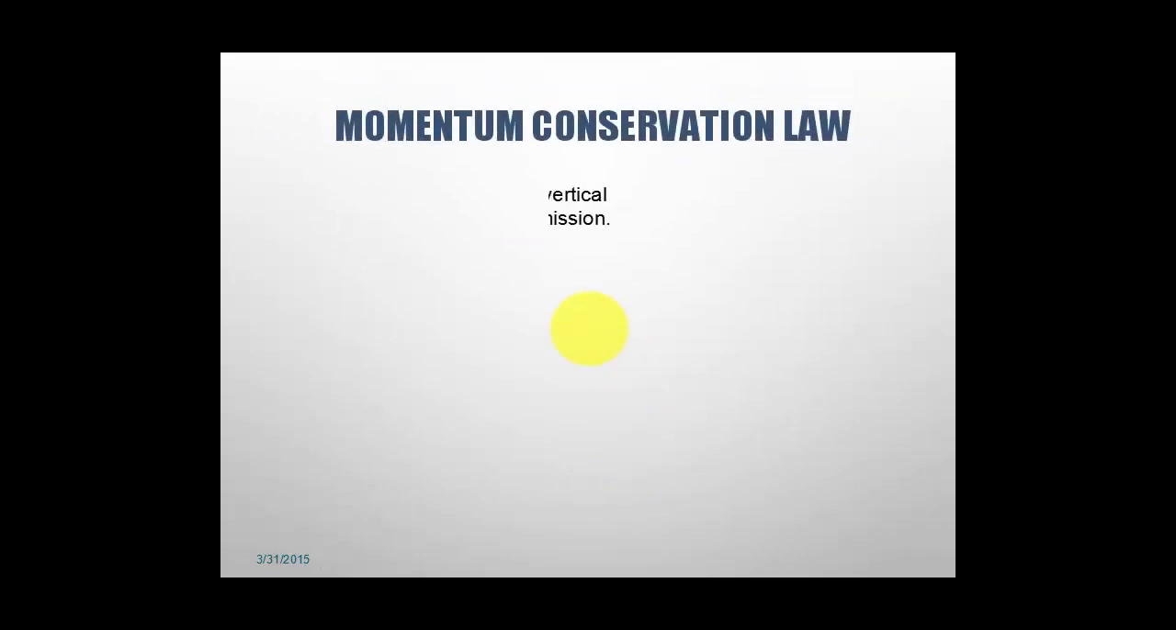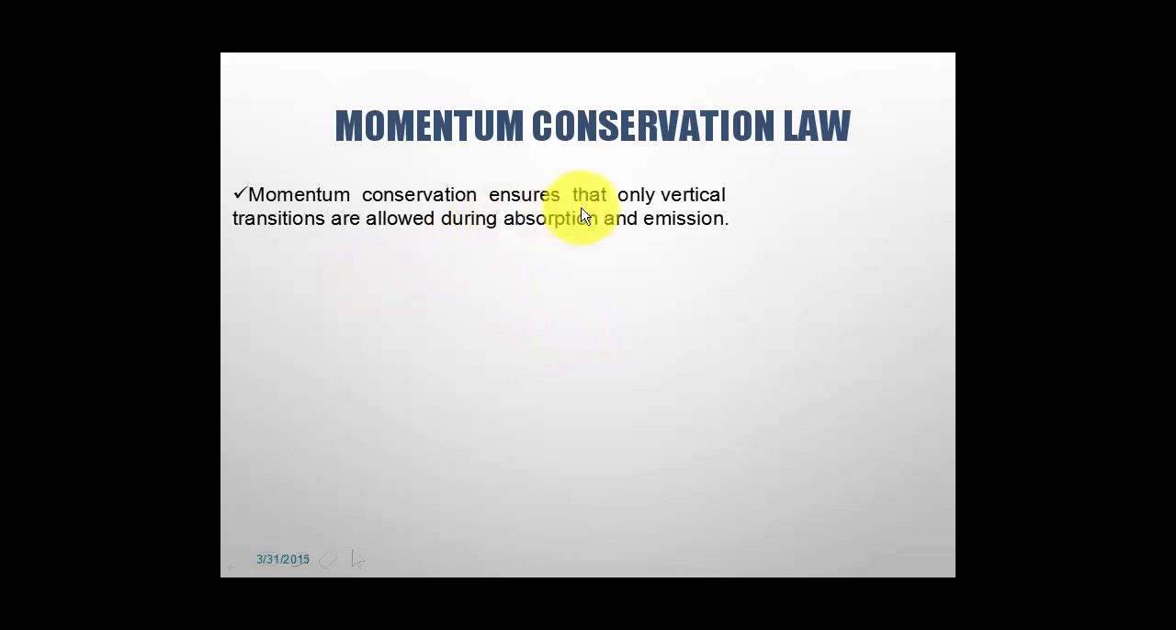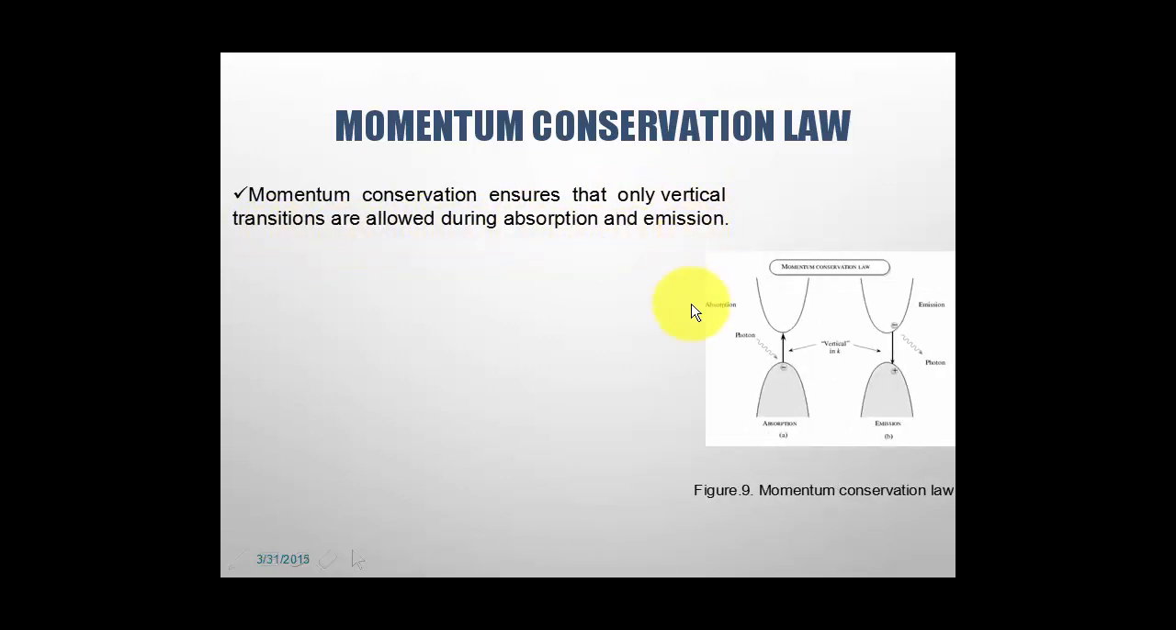Momentum conservation law. Momentum conservation law ensures that only vertical transitions are allowed during absorption and emission. In the diagram you can see, this one is for the absorption, and this one is for the emission. Valence band, this one is the conduction band. When the photon is incident on the material and the electron receives the energy, the electron from here will move toward the conduction band.